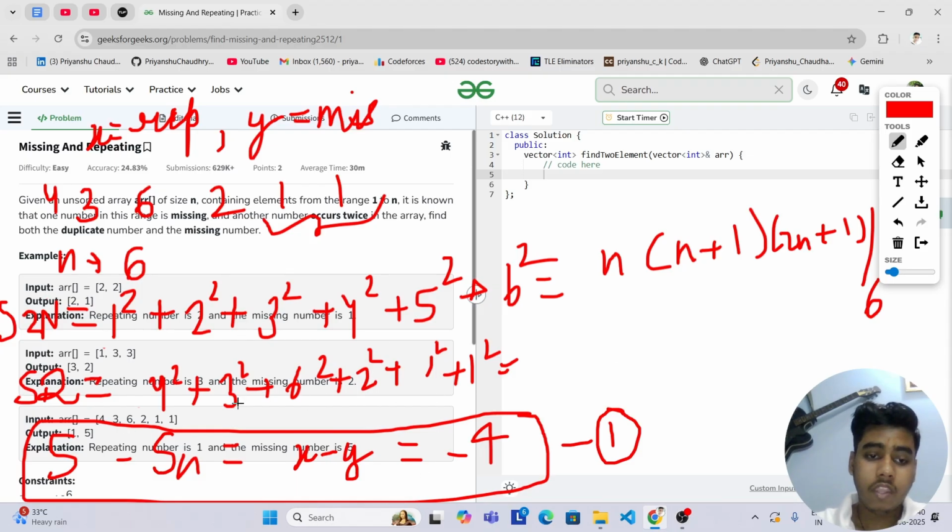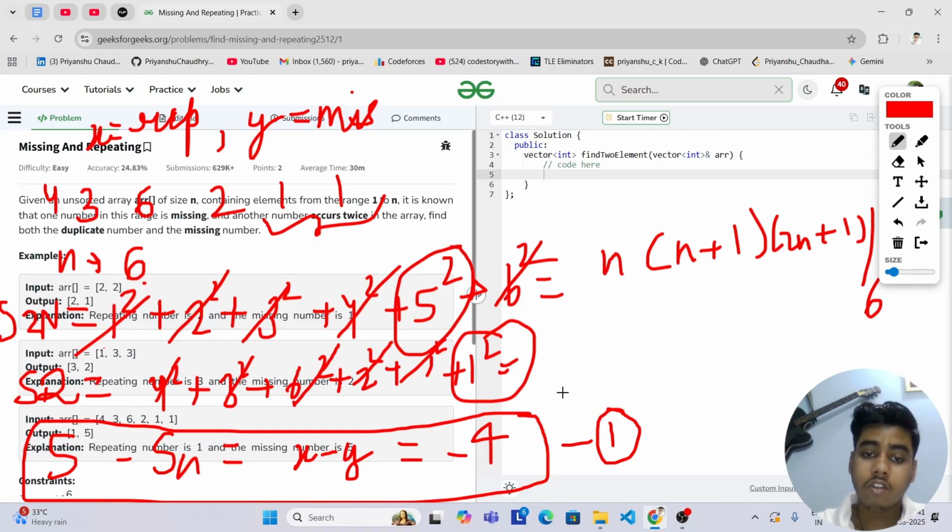So if I form another equation, we can form S2 minus S2n, like in the first equation we formed S minus Sn. So this 4 square will be cut by this 4 square, 3 square by this 3 square, 6 square by this 6 square, this 2 square by this 2 square, this 1 square by this 1 square, and we will be left with 1 square and 5 square. This way we can form another equation.